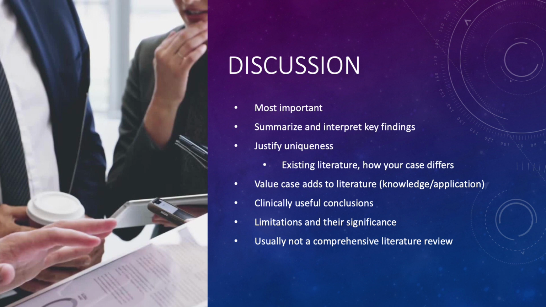And then don't forget to mention limitations, and you don't have to do a comprehensive literature review. You want to focus on the literature that's pertinent to your case. If it was the presentation that was unique, you can talk about the typical presentation. If it's a new treatment, you can talk about other treatments and where they may fall short or where yours presents a novel way of treating the disease.